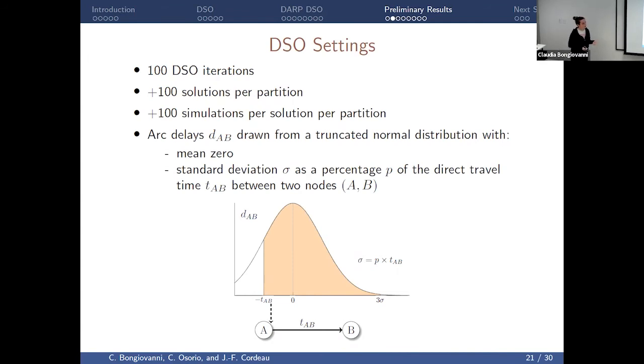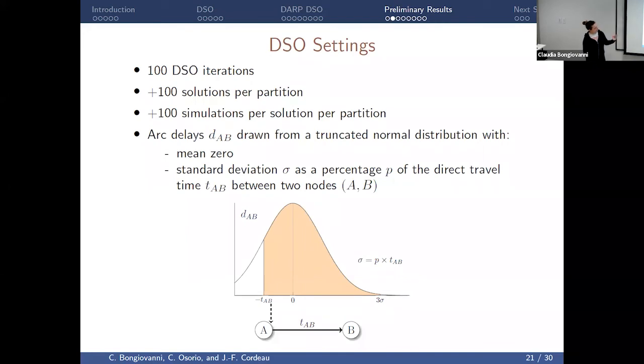With respect to the simulator, our delays are drawn from a truncated normal distribution with mean 0, and the standard deviation is a percentage of the direct travel time. Maybe it's better to give an example. Suppose that a vehicle is traveling from node A to node B. The travel time that is used in the MILP is T_AB. But now we have a delay on this arc. This delay, for example, may appear after the vehicle has departed from A.